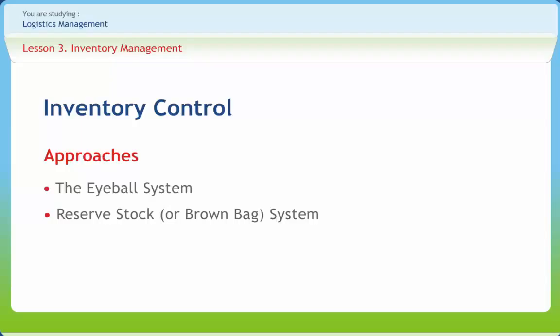When the last unit of open inventory is used, the brown bag of reserve stock is opened and the new supplies it contains are placed in the bin as open stock. At this time, a reorder is immediately placed. If the reserve stock quantity has been calculated properly, the new shipment should arrive just as the last of the reserve stock is being used. Perpetual inventory systems include manual, card-oriented and computer-operated systems.